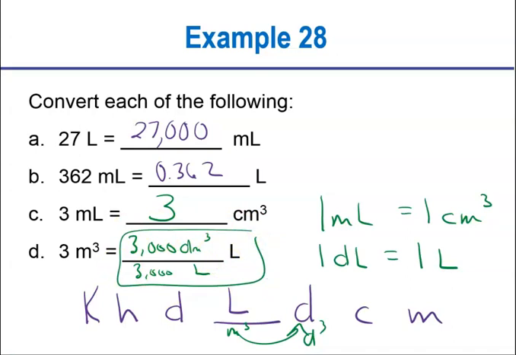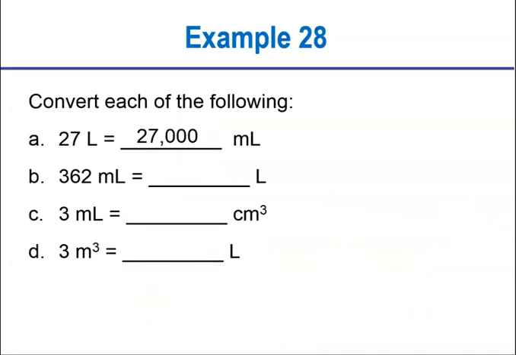Now let's check our answers real quick. The first one we had 27,000. That does match what we have. The second one we had 0.362. That does match what we have. The third one we have 3 centimeters cubed. That also matches what we have. And the fourth one, that's our 3,000 liters that we converted to decimeters cubed first, and then converted that to liters.